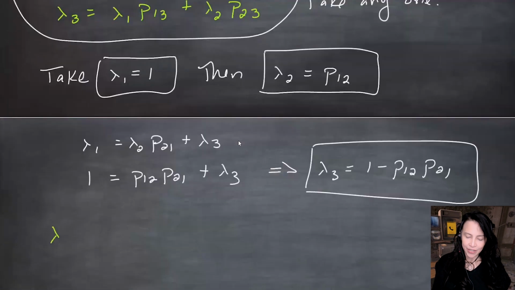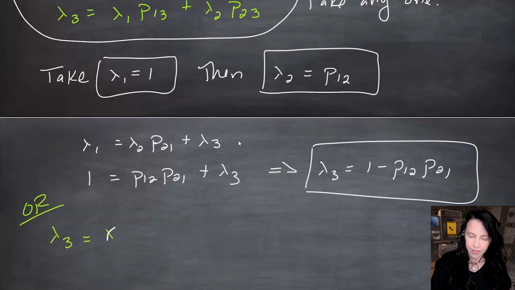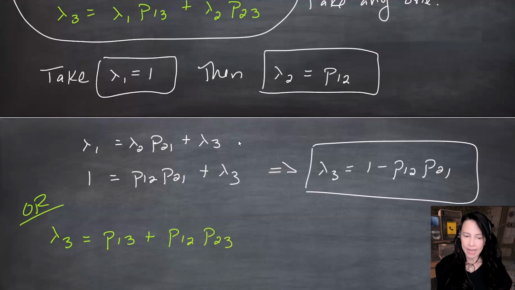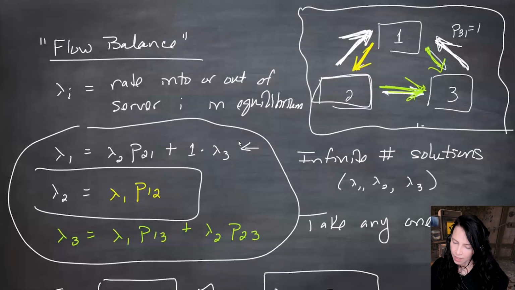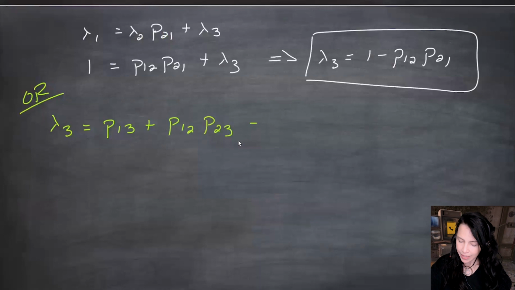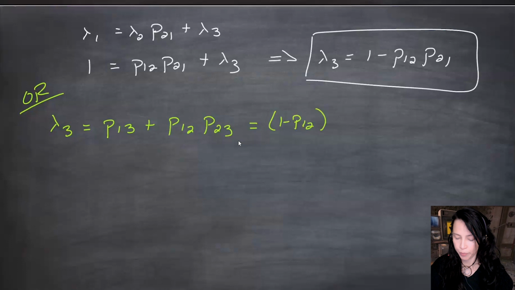So if I use the green equation, I would have lambda 1, which is 1, times p13 plus lambda 2, which is p12, p23. And I can write p13 as 1 minus p12, because from station 1, I can either go to 2 or 3. So p12 and p13 have to add up to 1.